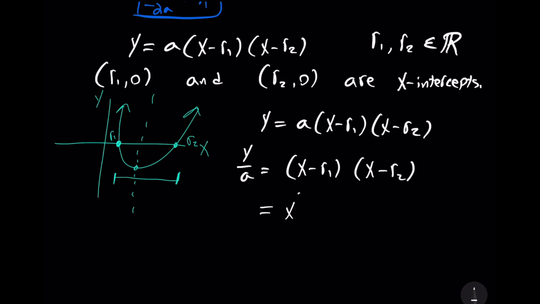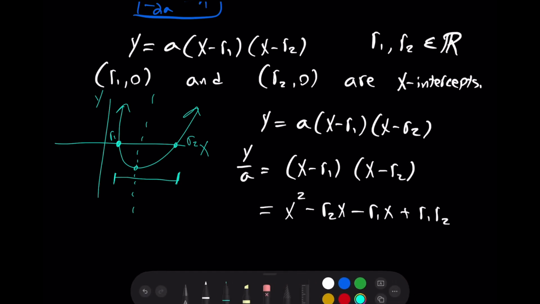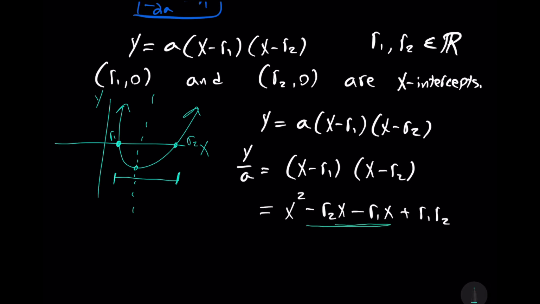So we get x squared minus r sub 2 x minus r sub 1 x plus r sub 1 times r sub 2. We can then take this expression here and factor that minus sign and that x. So we get x squared minus parentheses, and then we're going to resort to the commutative rule to have r sub 1 first, so r sub 1 plus r sub 2, in parentheses, times x, then plus our r sub 1 times r sub 2.